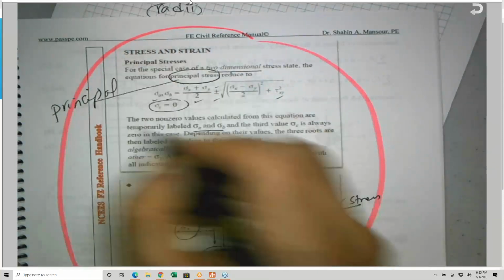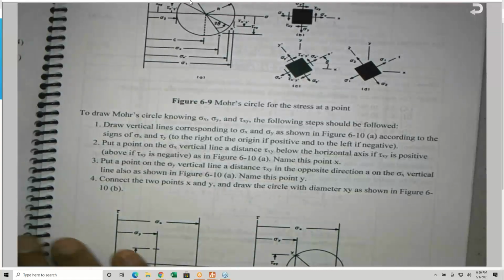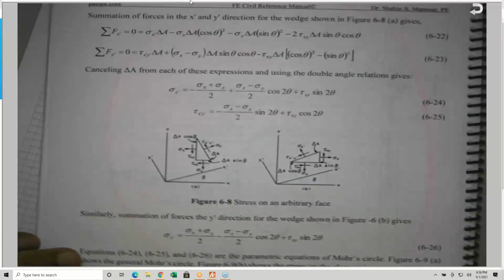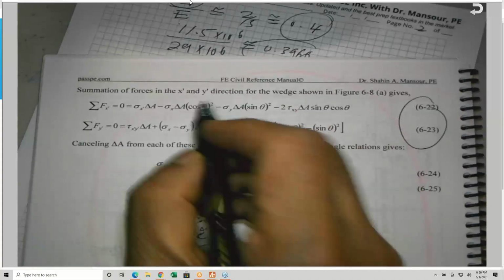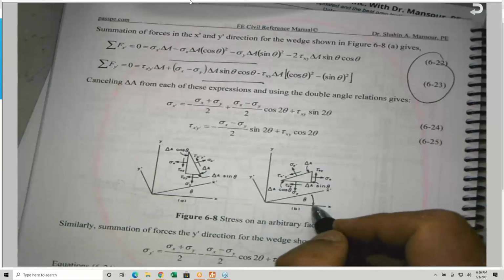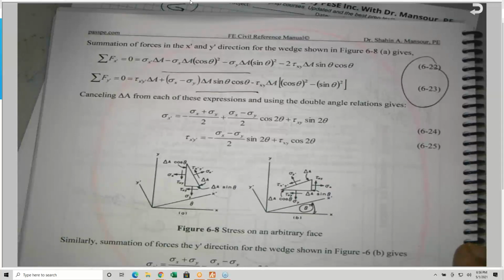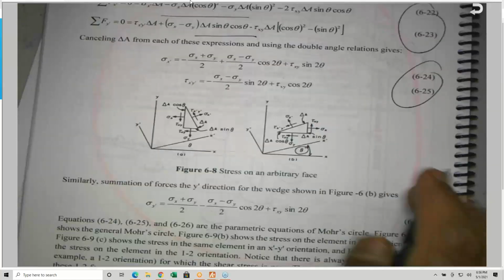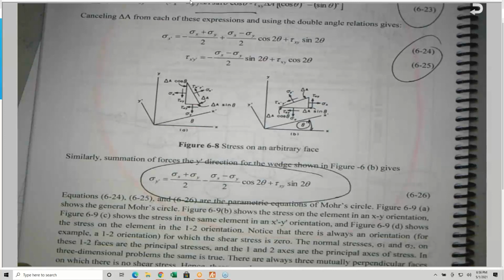The principal stresses, sigma A and sigma B. We can use Moore circle, and we're going to see Moore circle shortly. Through some equations, nobody will ask you, we can derive the equations. When you have a plane that has inclination theta, we can do all these fancy equations and expansion, and we can end it with this equation here.